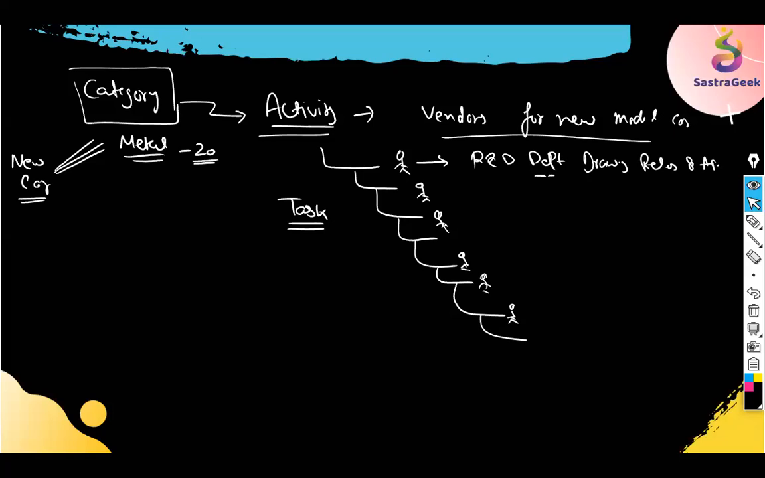Then you can say that this guy would be identifying existing vendors and contacting those who are providing us similar kinds of components. He would be identifying those vendors. This guy would be identifying new vendors who can deliver the components which have been given to us.